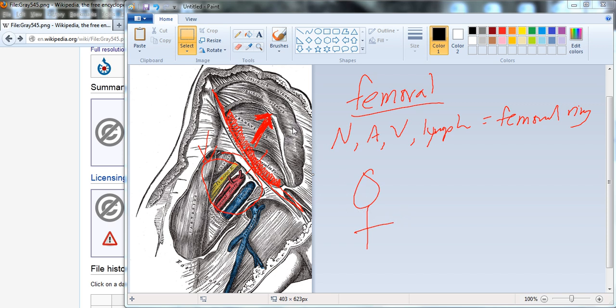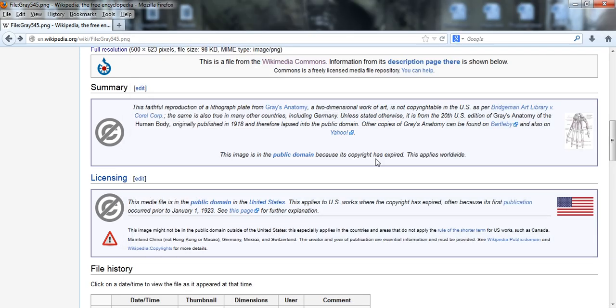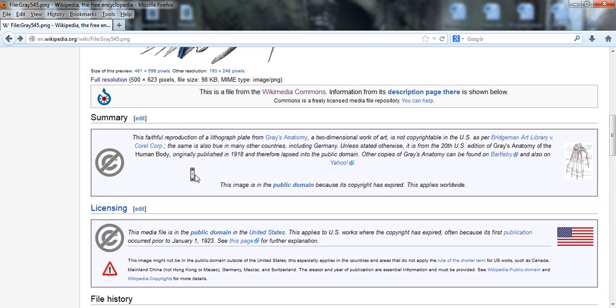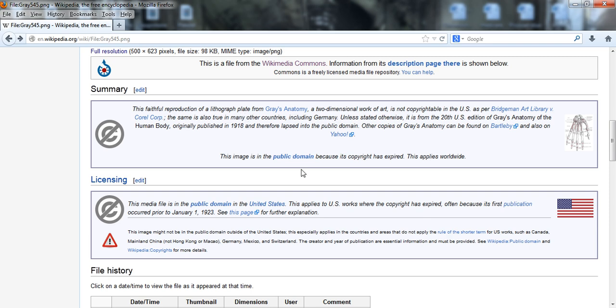So just think, if you're palpating a patient's inguinal ligament, just below it, you feel a reducible mass, that could be a femoral hernia, especially if it's in a female patient. Let me clear this, get rid of it. Here's where I took this picture. Here's that citation for the picture.